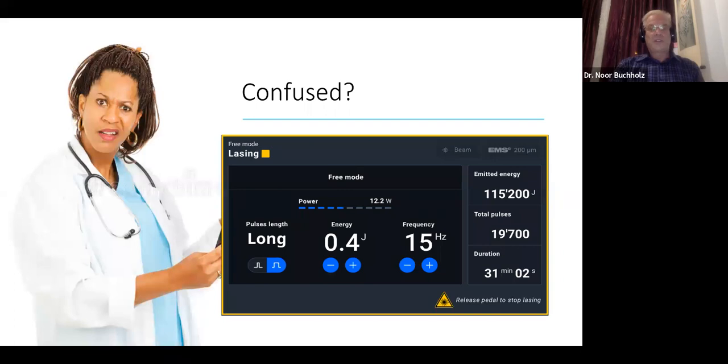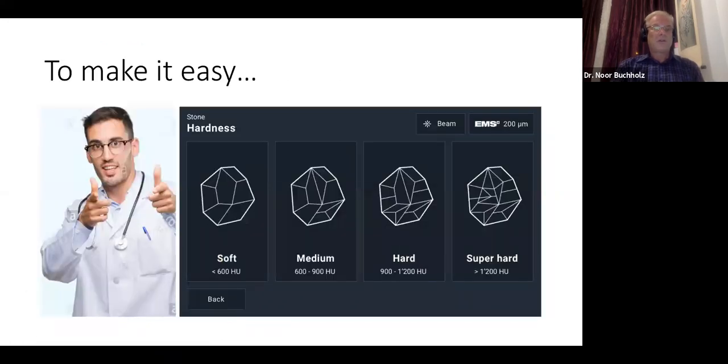Now, I'm sure after this kind of dry talk about the settings, you are utterly confused. So to make it easy, some lasers give you a kind of foolproof menu where you just choose between soft, medium, hard, and super hard. So that takes the headache away from calculating the energies yourself.